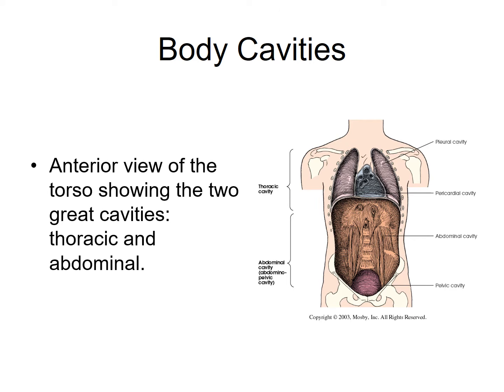So here we have an anterior view of the torso showing the two great cavities, the thoracic and the abdominal. Now what separates the thoracic from the abdominal cavity is the patient's diaphragm. And the diaphragm is a very large muscular partition that separates then the thoracic from the abdominal cavity.